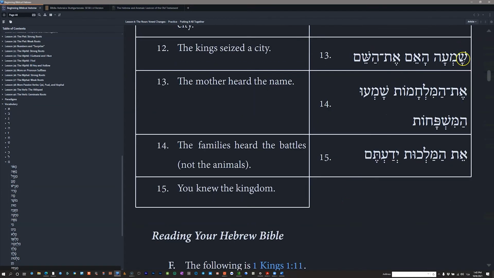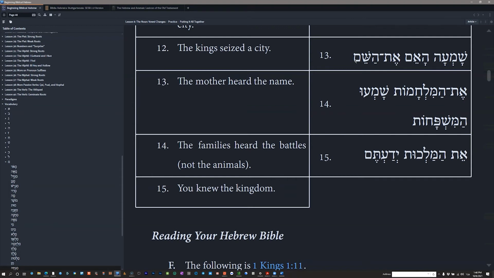All right, number 13, we have shama'ah. This is the 3FS form of shema, which means he heard. The 3FS form means she heard. So our subject, if we have one, must be feminine singular. Ha'em is our next word. It is a noun and it is feminine singular, so it's a good candidate for our subject. We also know it's not the direct object because it is definite, but it doesn't have et. The next word does though. Et marks Hashem as our definite direct object.